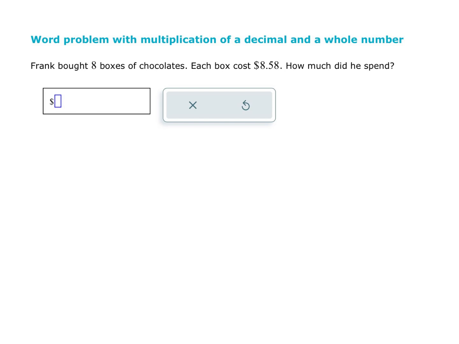This topic is word problems with multiplication of a decimal and a whole number. The first one says Frank bought 8 boxes of chocolates. Each box cost $8.58. How much did he spend?